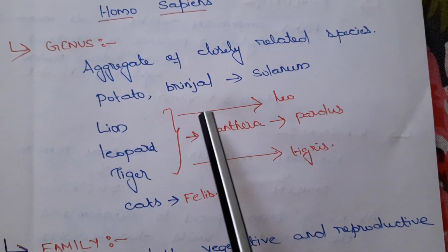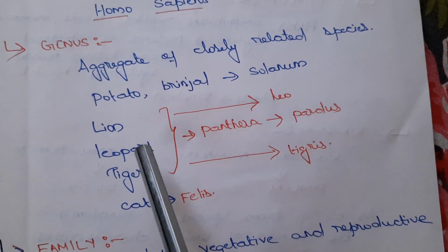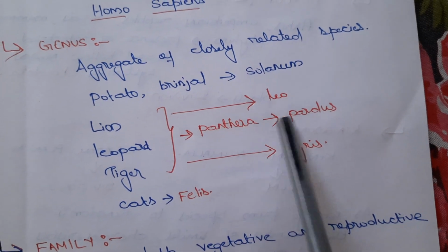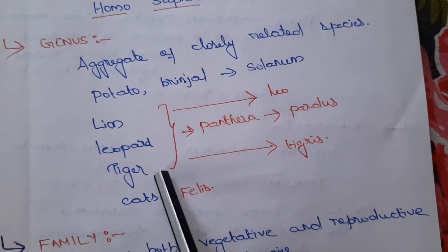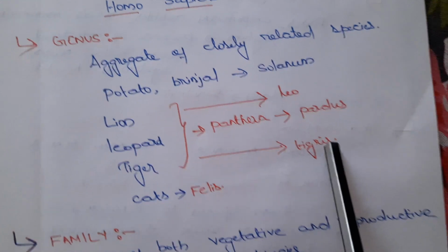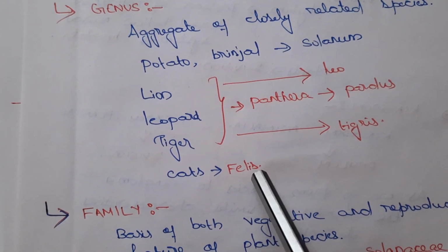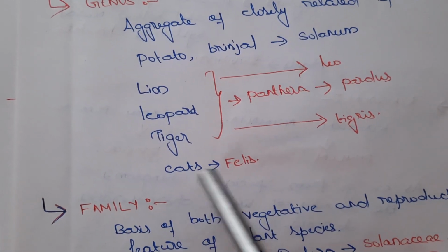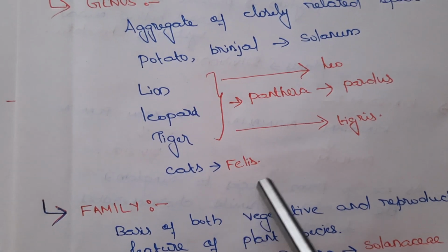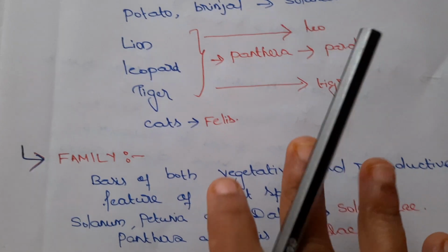For lion, we call it Panthera leo. The scientific name of leopard is Panthera pardus. The scientific name of tiger is Panthera tigris. Now cats come under a different genus, that is Felis. Cats come under a genus known as Felis.